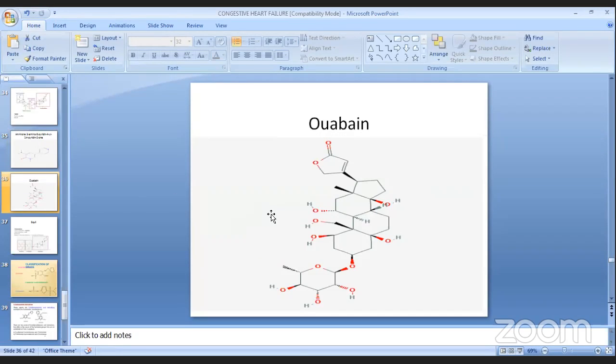It is also another steroid drug. Ouabain. Ouabain is another category of drug. It is also structurally similar to the digitalis drug. One glycone part is there, and in the 17th position of the molecule, there is one lactone. So these are the ouabain.